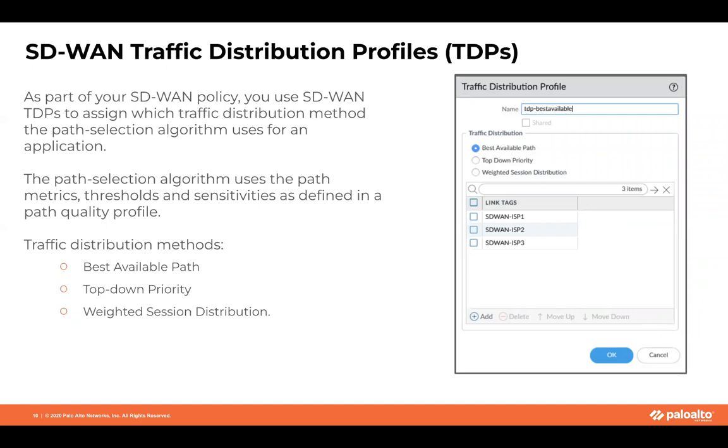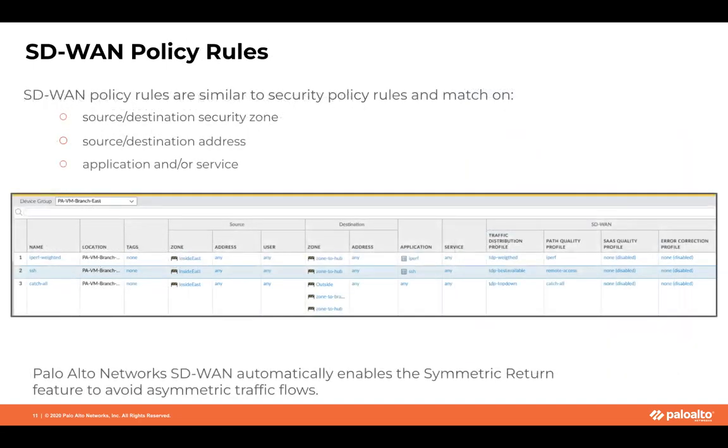And then the next construct that was introduced, and the last one, which is under the policy settings or object settings here, is the SD-WAN policy rules. SD-WAN policy rules are very similar to other rules that we have, security rules, QoS, or policy-based forwarding. In fact, they do the matching on the same type of source or destination security zone, source or destination IP or address, application or service, or also user.